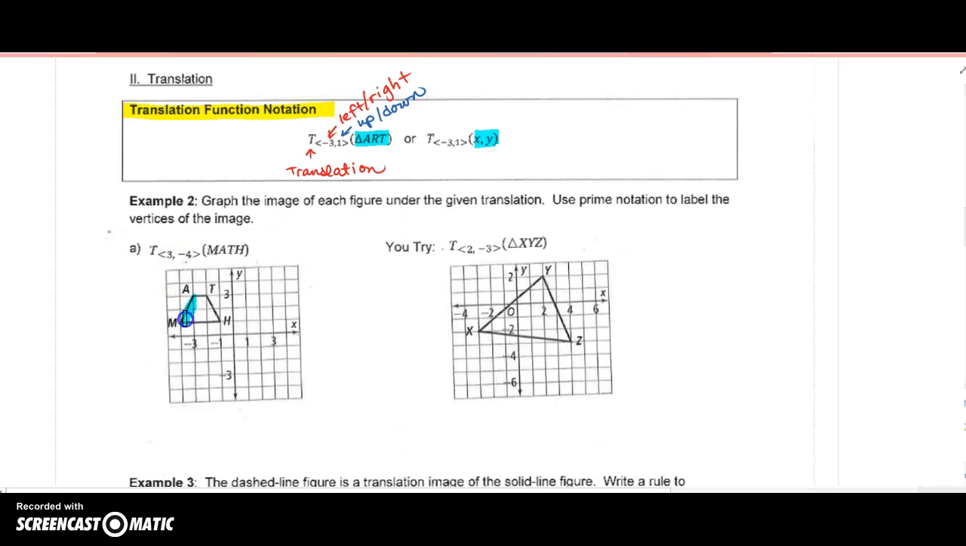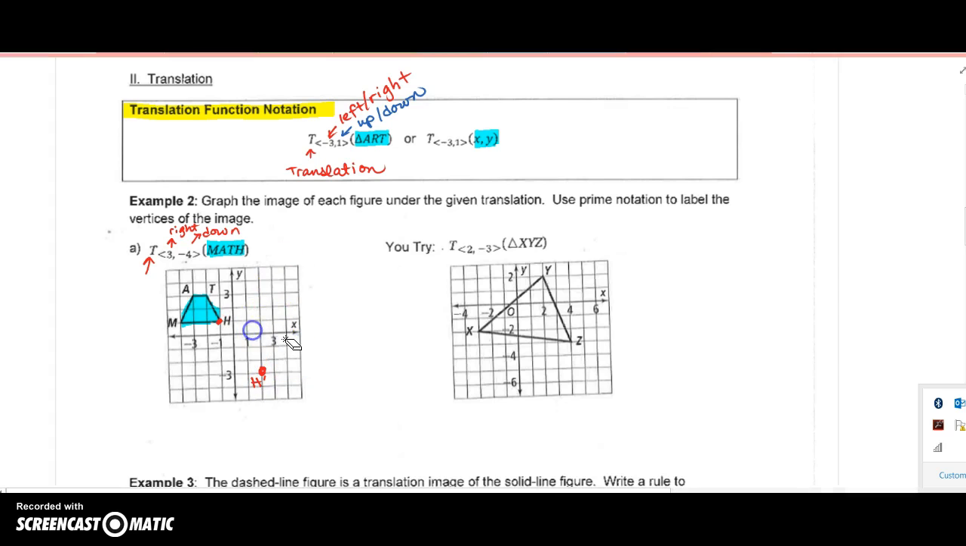So I have trapezoid MATH, and you can see that's the shape we're moving right here. And we're going to translate, that's what the T stands for, 3 to the right. I knew it was to the right because it was positive, and 4 down because 4 is negative. So I can pick any old point I want. It doesn't matter which point I choose. I'm going to choose H because I feel like it. And I'm going to move 1, 2, 3 to the right and 1, 2, 3, 4 down. And this is my new H. This is my H prime.